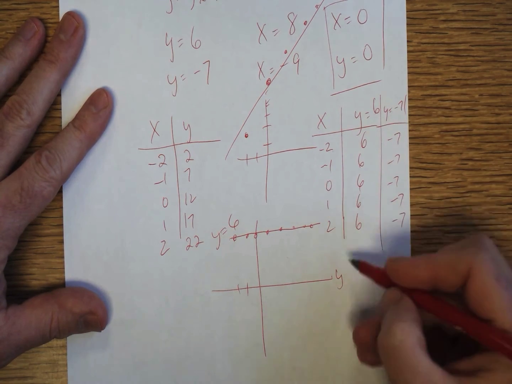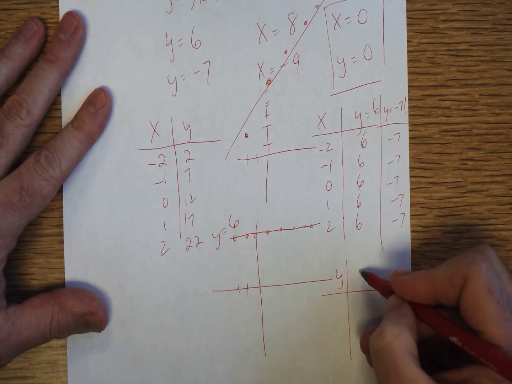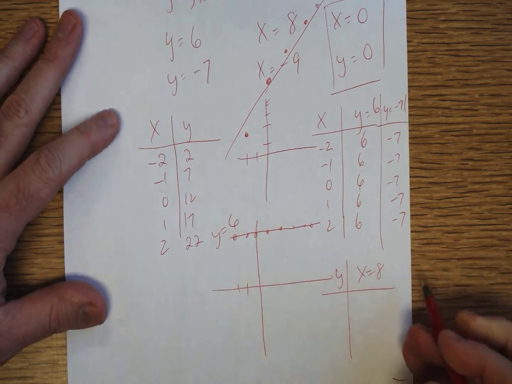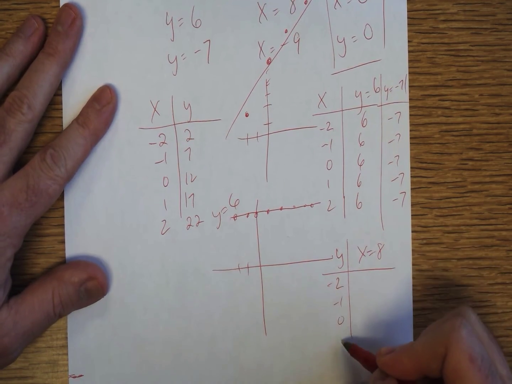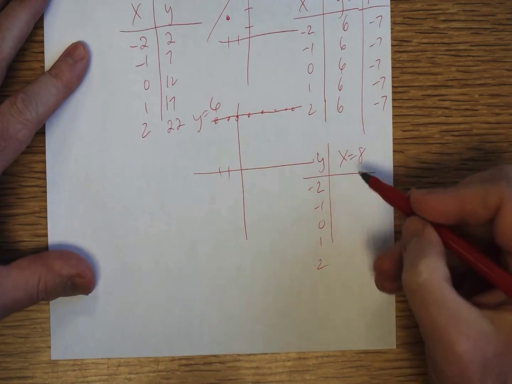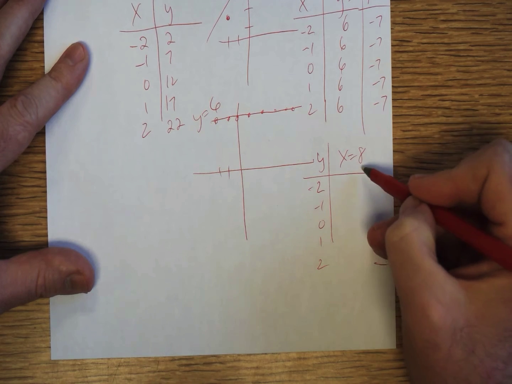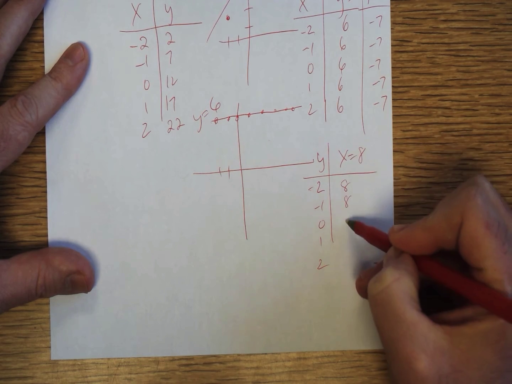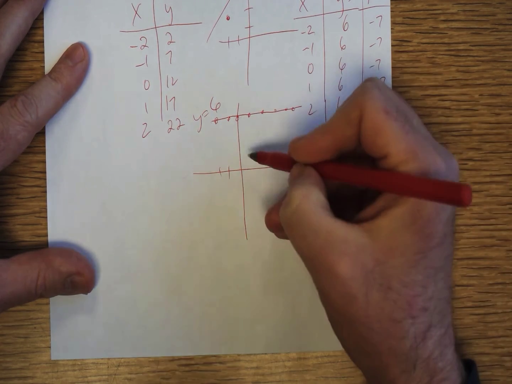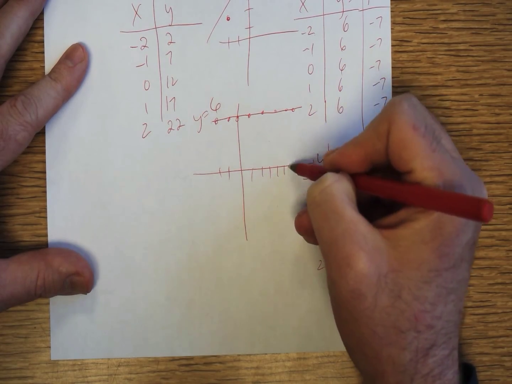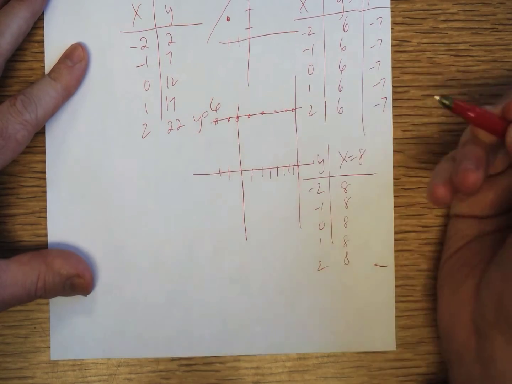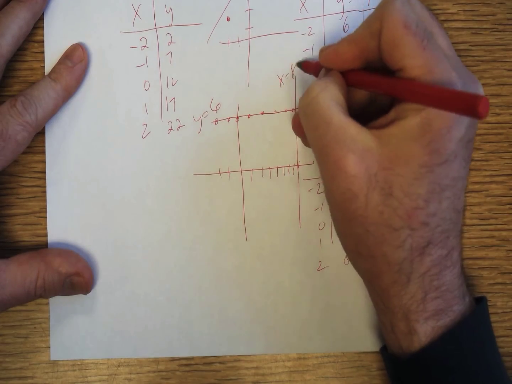So y is now your input, if you want to look at it that way. And then x equals 8. Again, I have negative 2, negative 1, 0, 1, 2. What then does x equal when y equals negative 2? Well, x is always 8, so this is going to be 8, 8, 8, 8. What does that look like? 1, 2, 3, 4, 5, 6, 7, 8. And it's a vertical line, and we call that x is equal to 8.